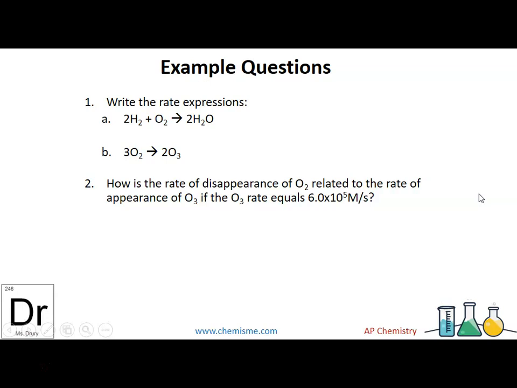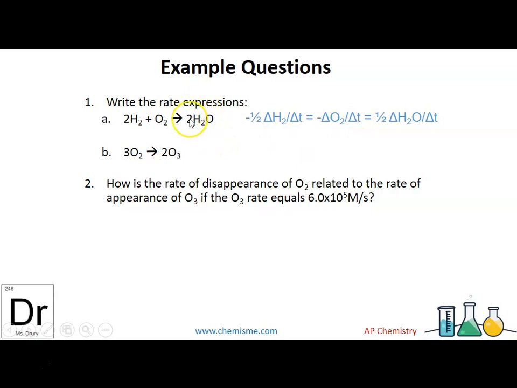So if we were to write rate expressions, which we can use to calculate the concentrations at any given time, we would just write them as, since hydrogen is a reactant, negative. The coefficient was 2, so negative 1/2, change in hydrogen over change in time. I can also monitor oxygen over time, so it would be just negative. There's no coefficient because 1/1 is 1, so we're going to keep it 1. Change in oxygen over change in time.